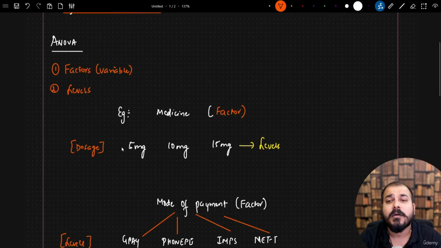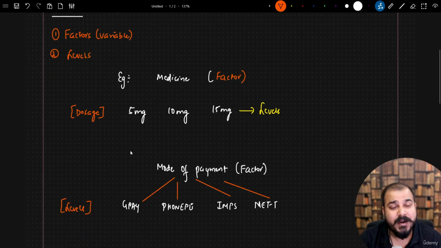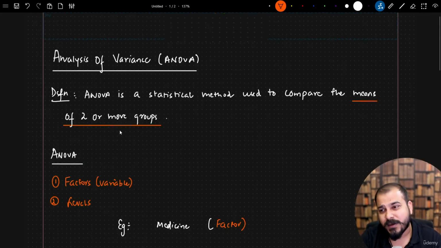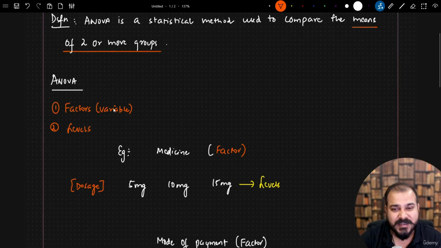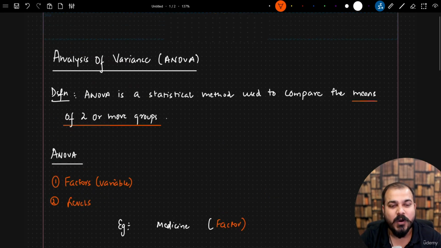So I hope you have understood the difference between factors and levels. I still did not talk about the difference between independent factors and dependent factors. That I will do in my next video after we discuss the assumptions. But I think you have got an idea about what exactly ANOVA is: the definition, to compare the means of two or more groups. And in this, you specifically have factors and levels, and that is how our data set will be available in that form. I hope you were able to understand this video. I will see you all in the next video where we discuss the assumptions of ANOVA.